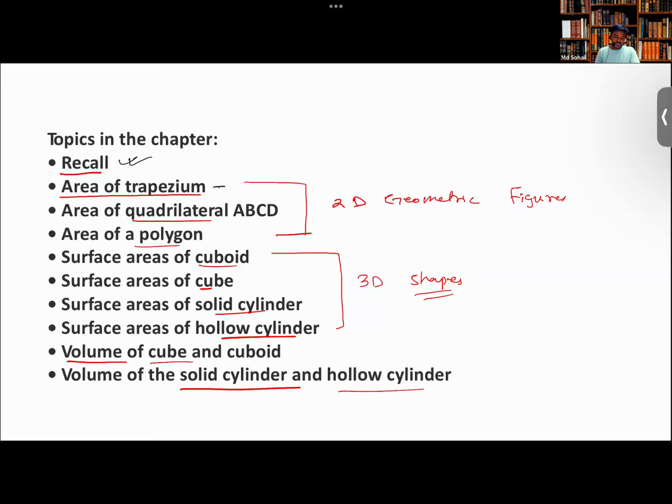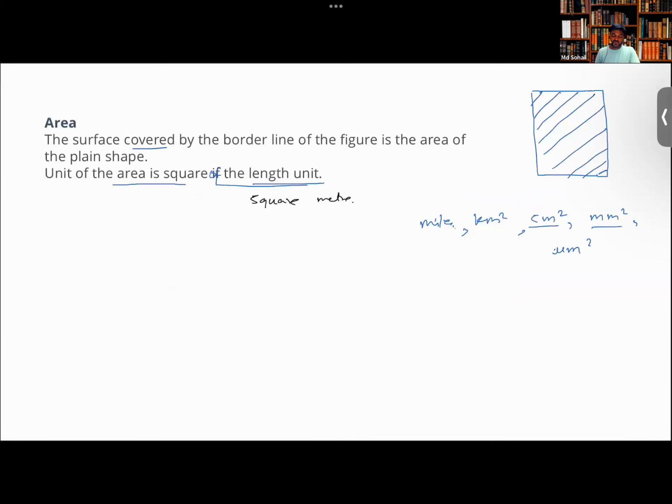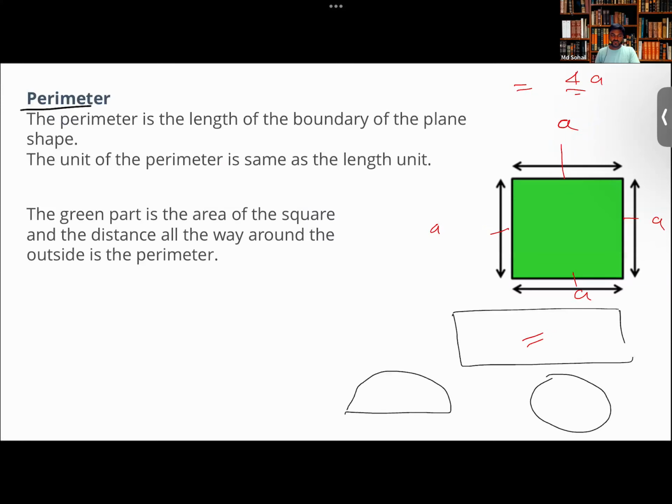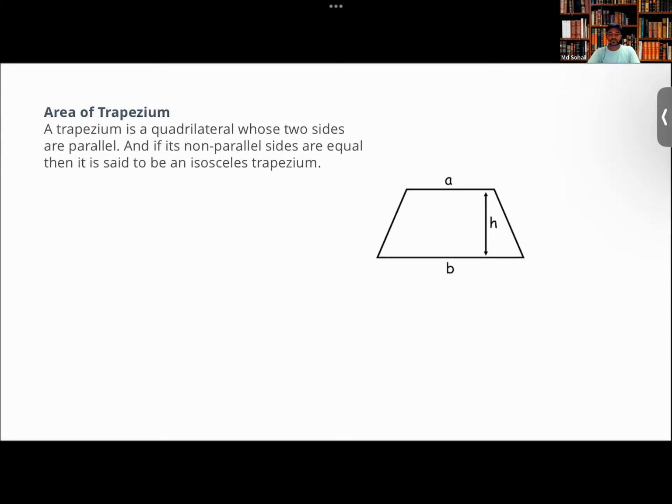Now let's talk about the area of a trapezium. Before we talk about it, one of you, let's say Arhan, define what type of quadrilateral is called a trapezium. What is the basic definition of a trapezium? Sir, a trapezium is a shape in which two sides are parallel. And?